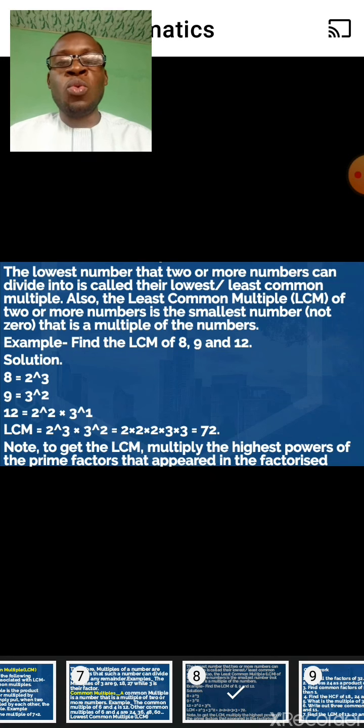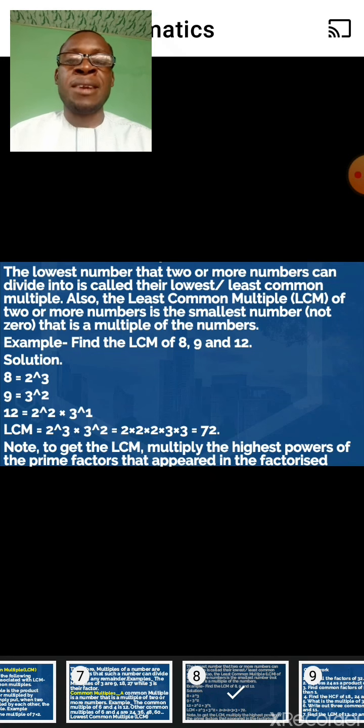If you divide 9, you are going to have 3 and 3. That is 3 divides 9 will give you 3, and 3 divides 3 will give you 1. So the factors of 9 are 3 and 3. You write it as 9 equals 3 exponential 2.